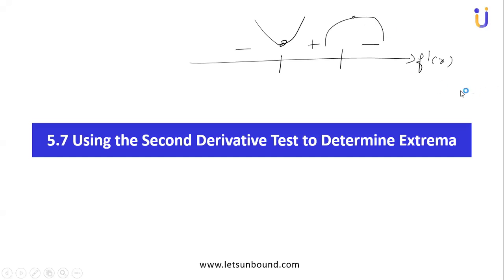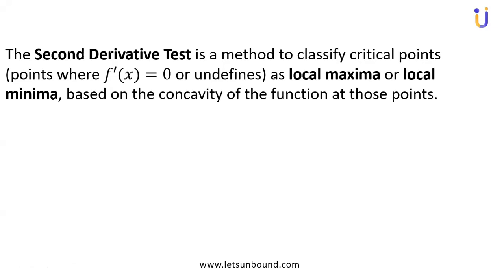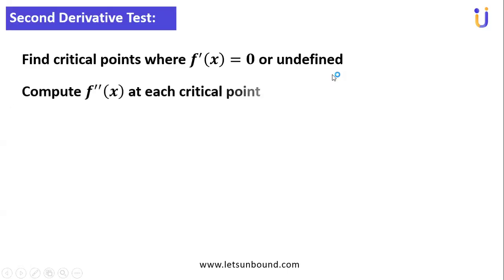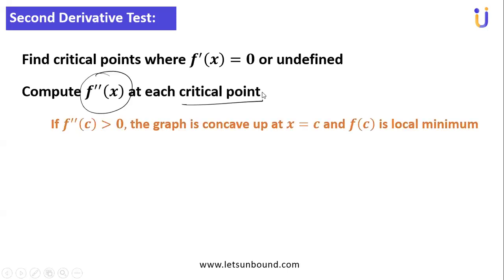Now, how can we do this with the second derivative? This is also a method to classify critical points as local maxima or local minima based on the concavity, right? So for the second derivative test, find critical points and compute f double dash of x at each critical point. If f double dash of c is greater than 0, it's concave up at that particular point. If you have this kind of shape, it's concave up, and up means it's a local minimum, right? Up, minimum.